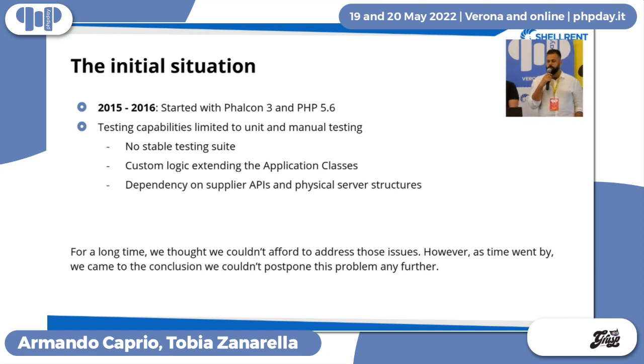This was due to some implementation decisions we made at the early stage of the development and a strong dependency on external resources. The framework didn't have stable test suite tools, and we added complexity on core classes by extending them with our custom logic. We depend on suppliers, APIs, and physical infrastructure like virtualization systems and services, whose behavior needs to be mocked. For a long time, we thought we couldn't afford to address those issues. However, as time went by, we came to the conclusion we couldn't postpone this problem any further.